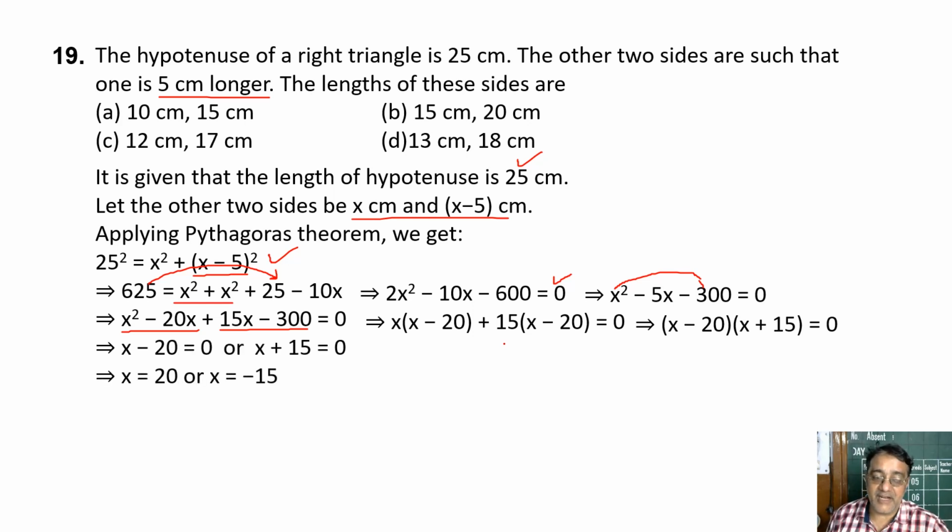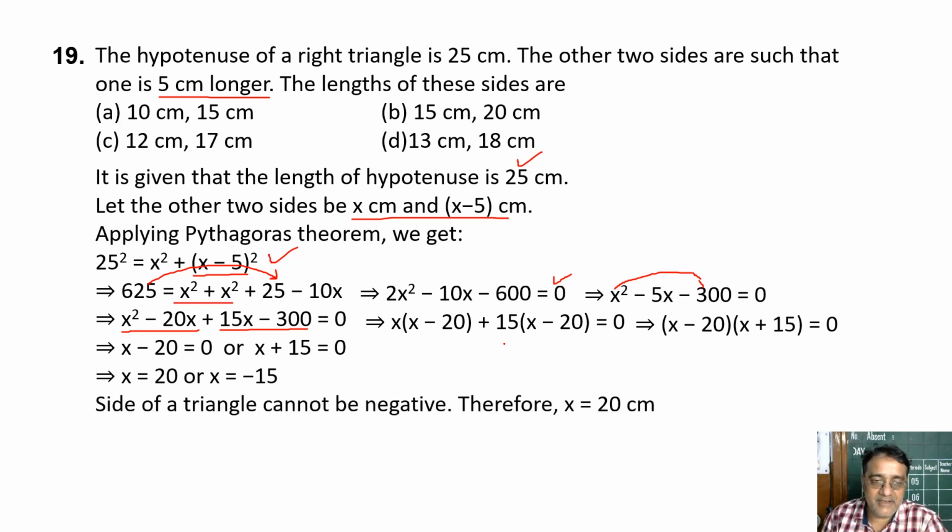But minus 15 we can't take because side is never negative. So side of triangle cannot be negative, therefore x is equals to 20. So other side 15 centimeters. So which option is the correct one? Option B. Right.